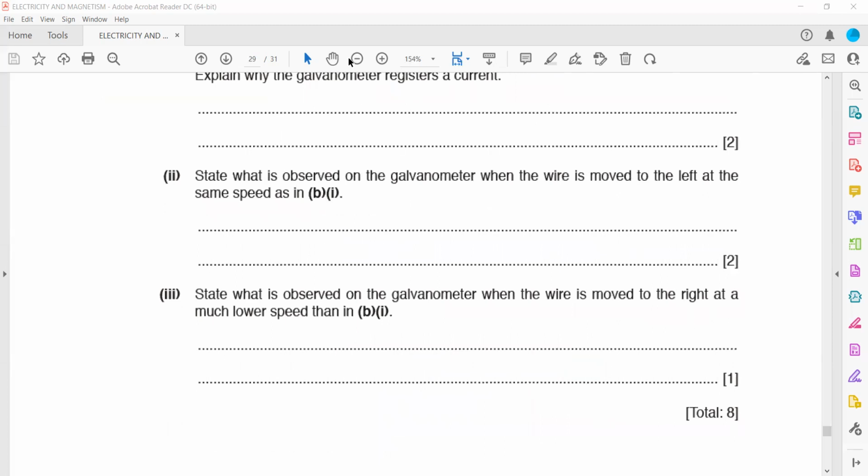And state what is observed on the galvanometer when the wire is moved to the right at a much lower speed. It will give a smaller deflection. As it is a 1 mark question, we don't have to explain why. Only smaller deflection will give you the full mark.